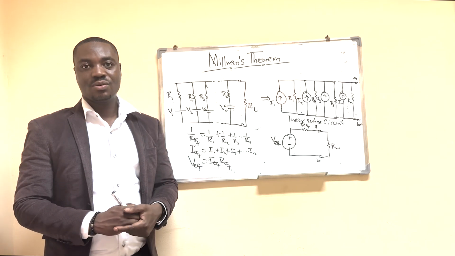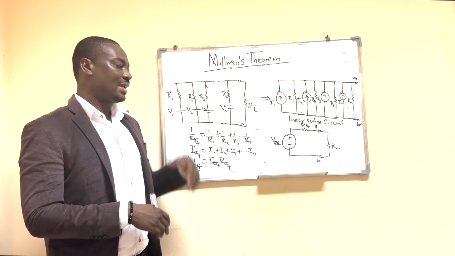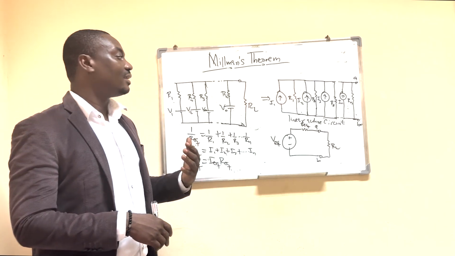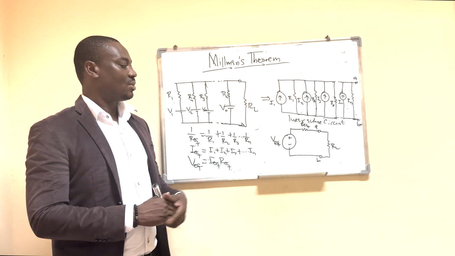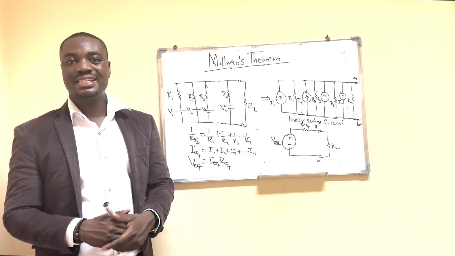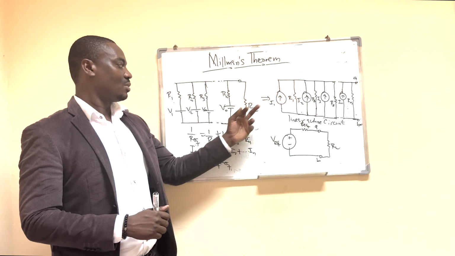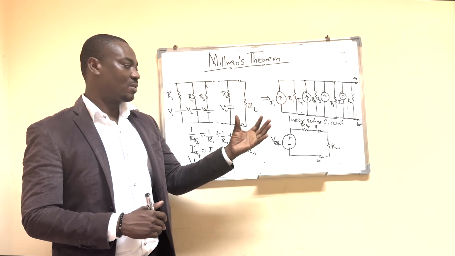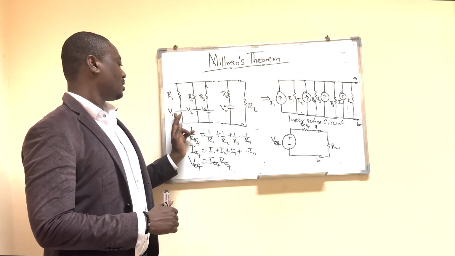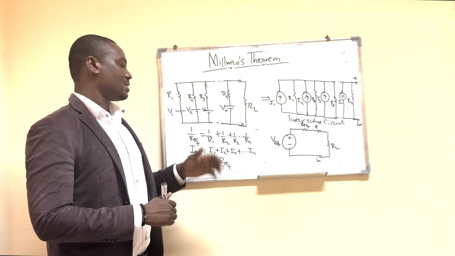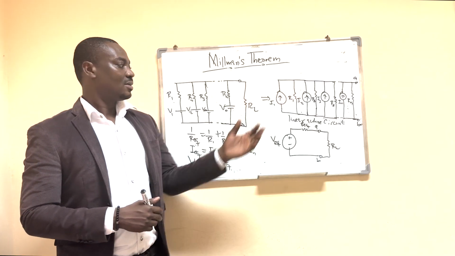And Millman's theorem is based on the application of source transformation. So here you think about source transformation, and then based on that, we are able to get the parameters of our equivalent circuit, meaning equivalent voltage and equivalent resistance. Now, we want to perform source transformation on this circuit diagram. What that means is, you can see V1 is in series with R1, meaning I can convert that to a current source in parallel with a resistor.